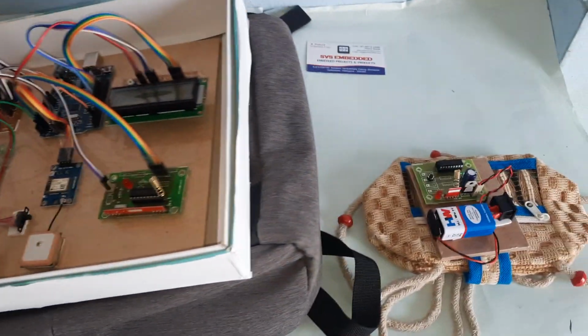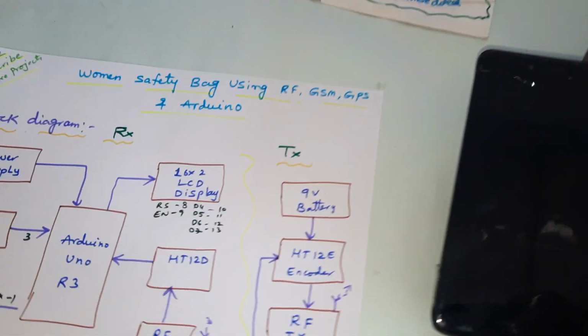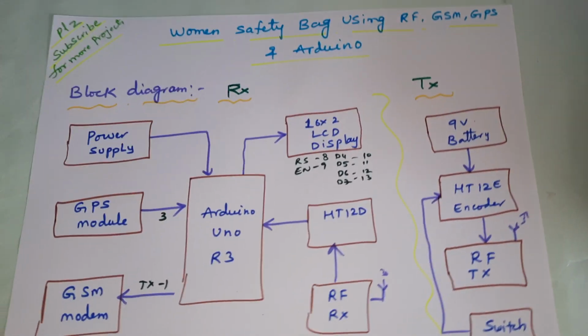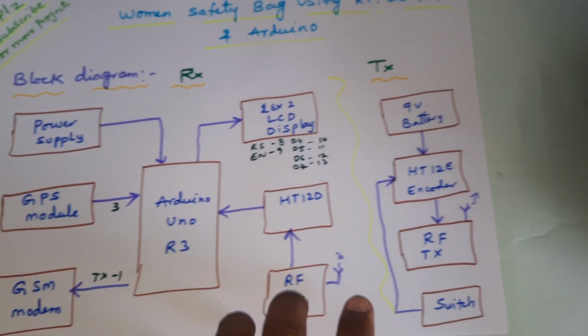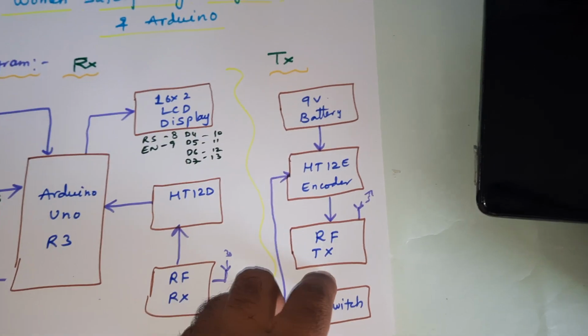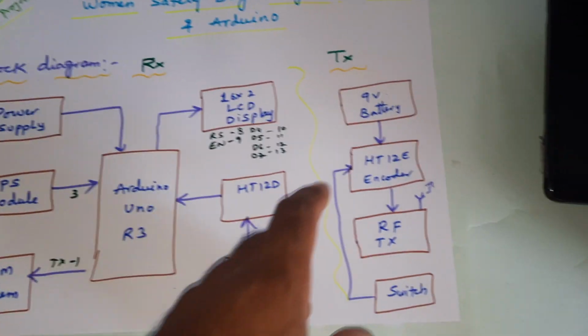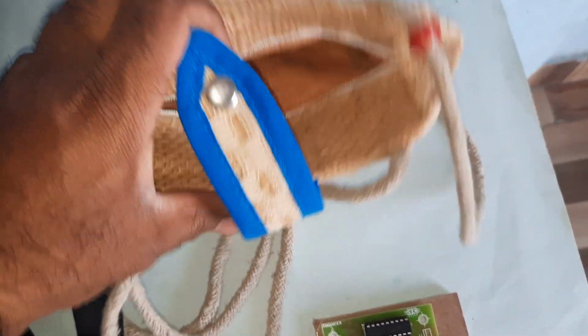Women safety bag using RF, GSM, GPS and Arduino. So here we have two parts. One is the transmitter part and another one is the receiver part. The transmitter part will be kept in one small bag. So here we are putting it into this small bag.